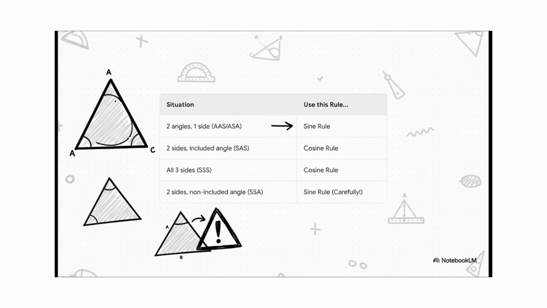Okay, this table right here, this is your ultimate cheat sheet. If you know two angles and any side, you're going to use the sine rule. If you know two sides and the angle between them, or if you happen to know all three sides, that's a job for the cosine rule. And if you get that tricky case with two sides and a non-included angle, our old friend SSA, you're back to the sine rule, but remember that warning label. You've got to use it carefully.